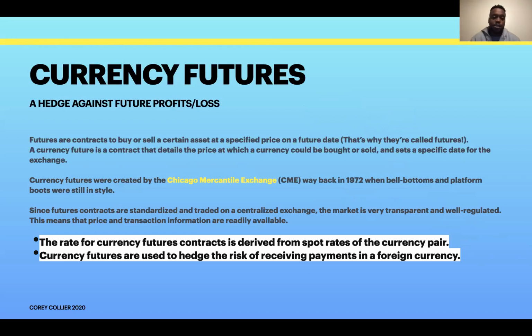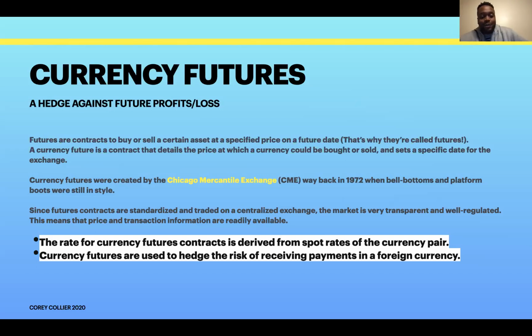So currency futures. It's a hedge against a future profit or loss, guys. Futures are contracts to buy or sell a certain asset at a specified price on a future date. That's why it's called futures. A currency future, though, is a contract that details the price at which the currency could be bought or sold and sets a specific date for the exchange. Currency futures were created by the CME, or the Chicago Mercantile Exchange, way back in 1972 when bell bottoms and platform boots were in style, a long time ago.